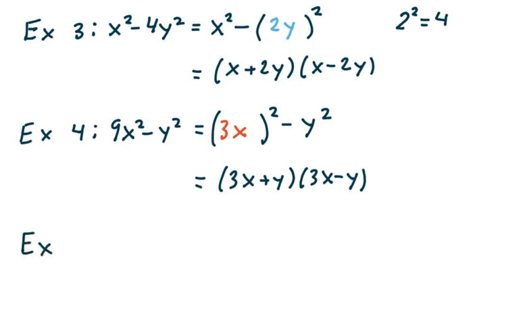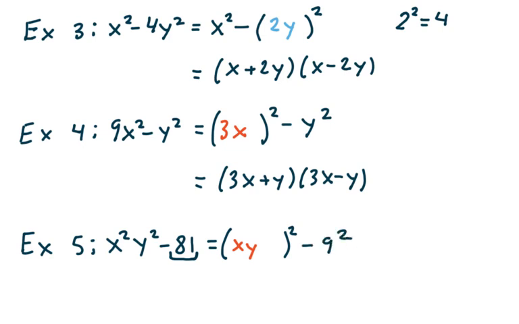Example 5. Suppose I had x squared y squared minus 81. Well, I can write this as, in parentheses, I'm going to put xy raised to the second power. And again, that's equal to x squared y squared. And then 9 squared is equal to 81. And then if I go to factor, I get xy plus 9 times xy minus 9.